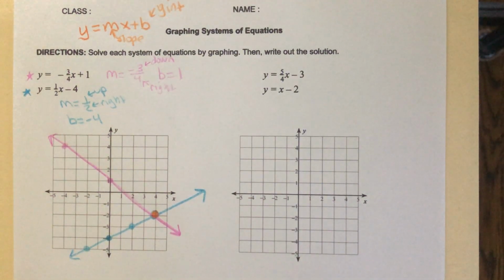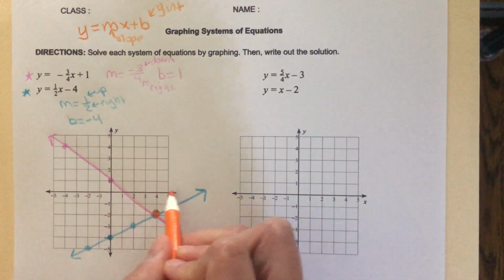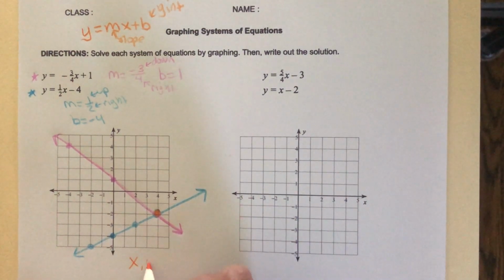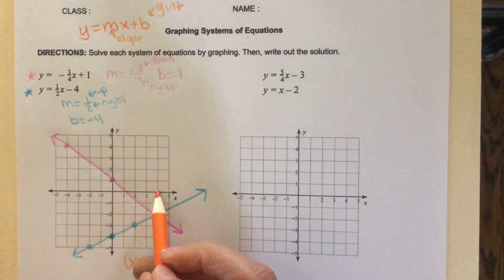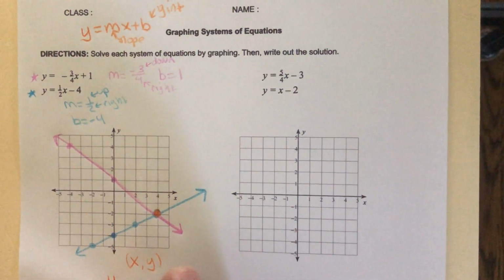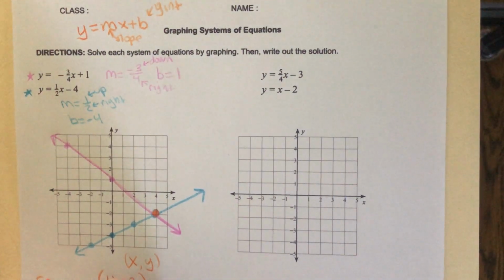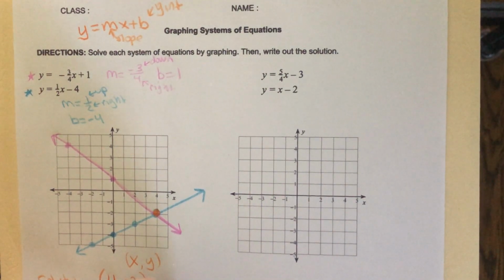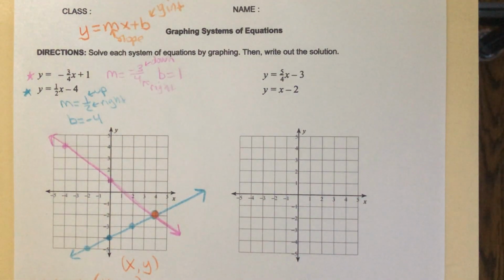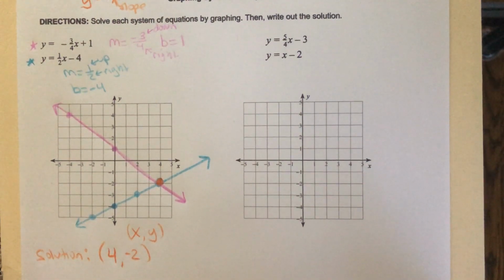So since they meet at 1 point, there's 1 solution, and the coordinates of that point are, don't forget, x comes first and then y. The x value is 4, the y value is -2. So the solution to this system of equations is (4, -2), right at that point.